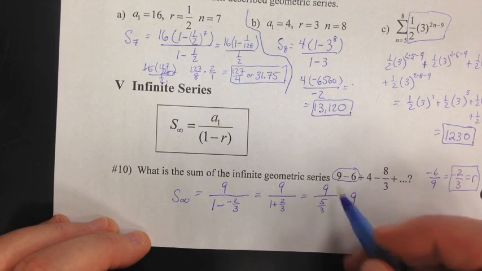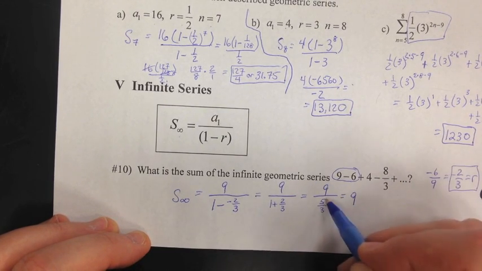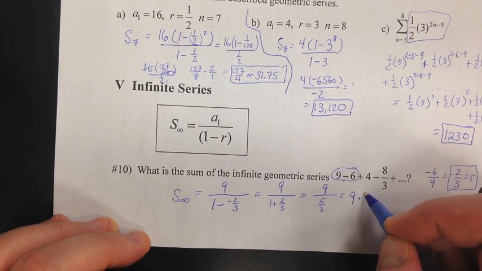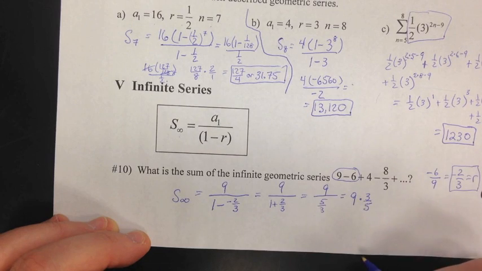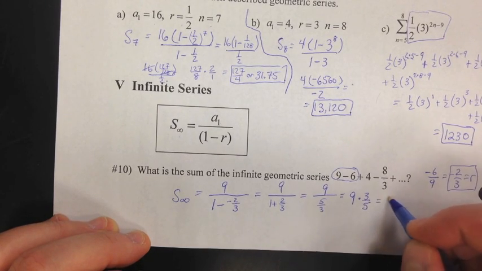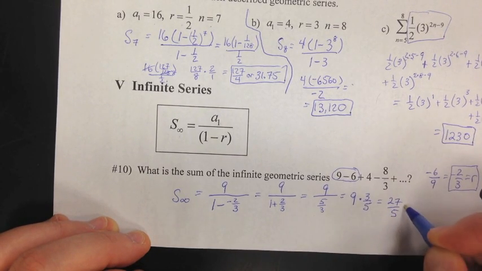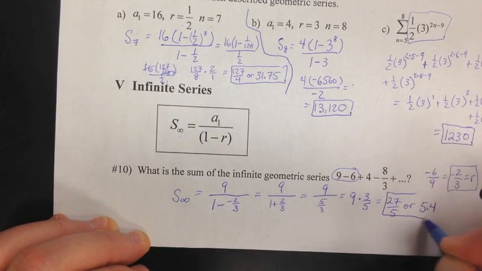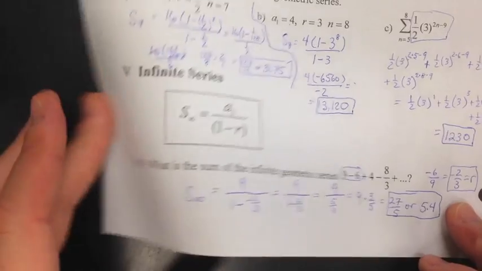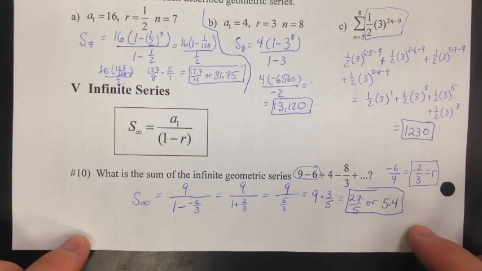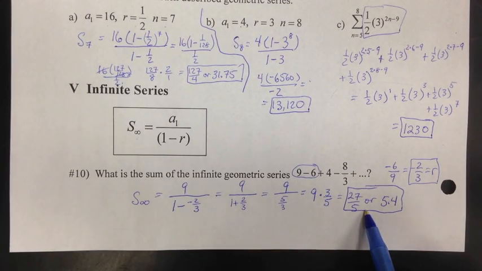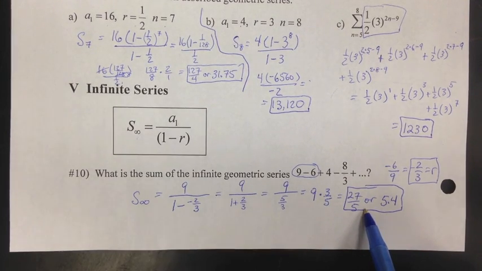So I keep the top number. I'm going to change this to multiplication, and I'm going to multiply by the reciprocal, which is 3 over 5. I flip the fraction, and what we get is 27 over 5, or 5.4 as an answer. So that is actually the sum of an infinite series. So even though you'd be adding an infinite number of numbers, you actually get a finite value for the answer.